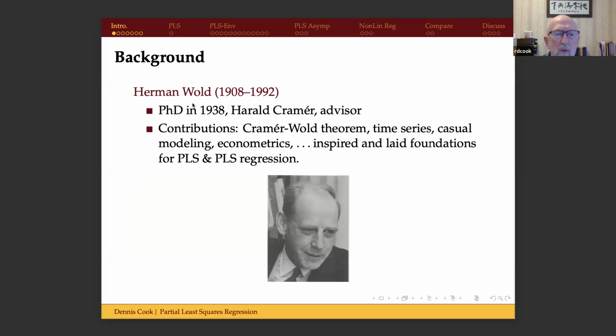partial least squares is attributed to the work of Herman Wold, who lived between 1908 and 1992. He was a PhD student of Harald Cramér, and he has lots of interesting contributions in statistics. He's probably best known for the Cramér-Wold theorem, but he also did things in time series and causal modeling. For our purposes today, he inspired and laid the foundations for PLS and PLS regression. So the whole idea goes back to Wold, particularly to his work in the 60s and 70s. Every time I think about what he managed to accomplish during that time period, it's incredibly impressive.